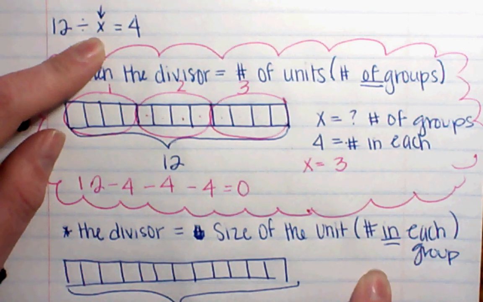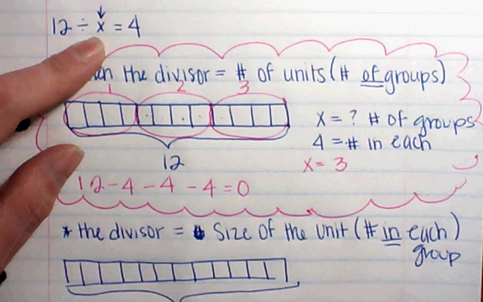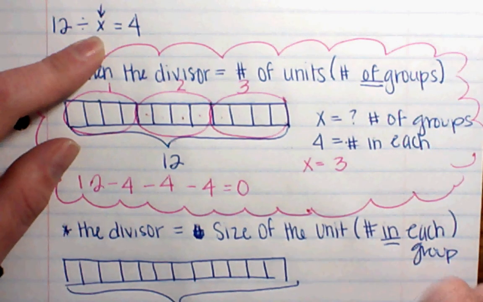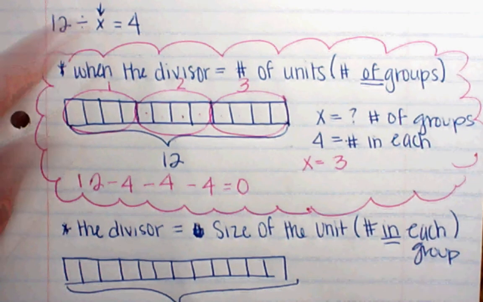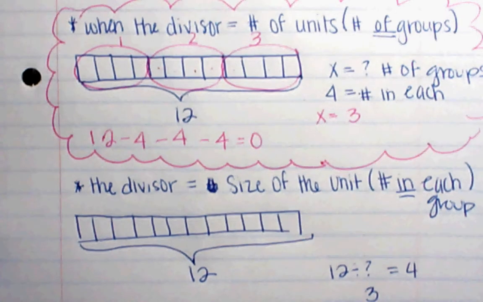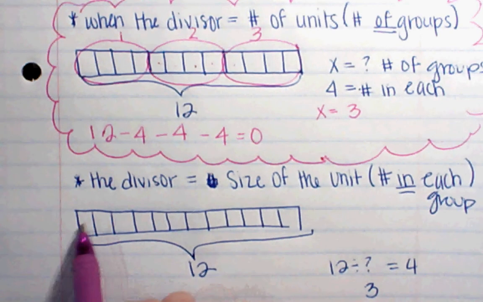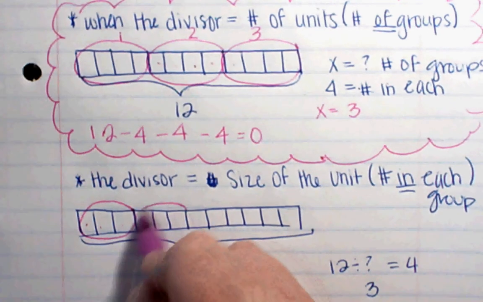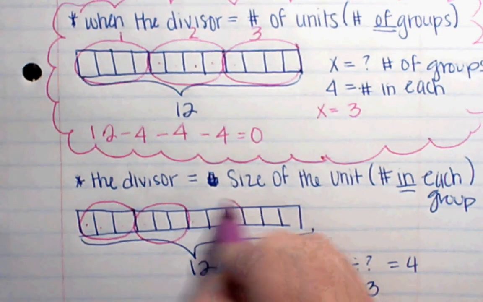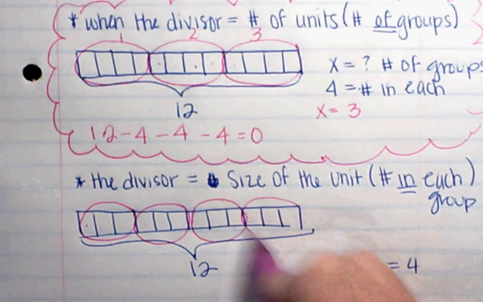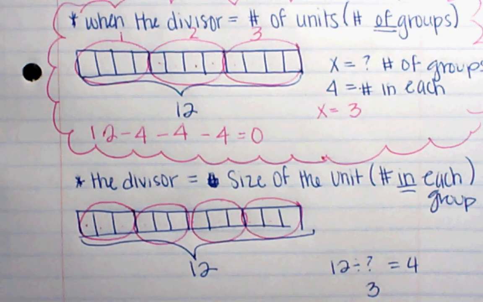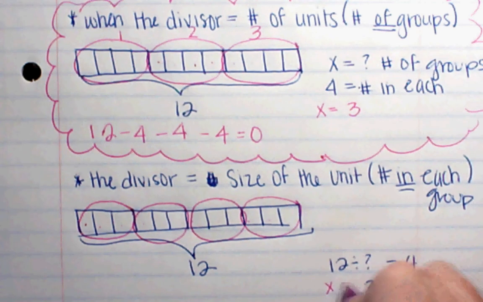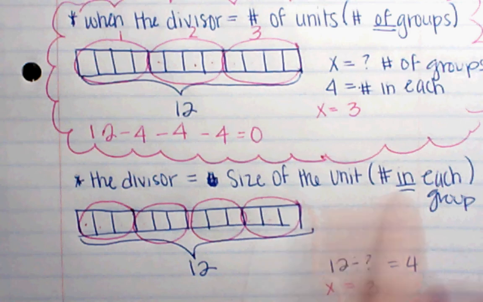So I need to think, 12 divided by what equals 4? Well, I know it's 3. So I'm going to make groups of 3. 1, 2, 3. 1, 2, 3. 1, 2, 3. Okay? So in this case, x equals 3 because it's the number in each group.